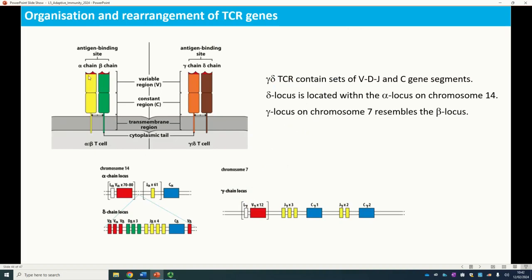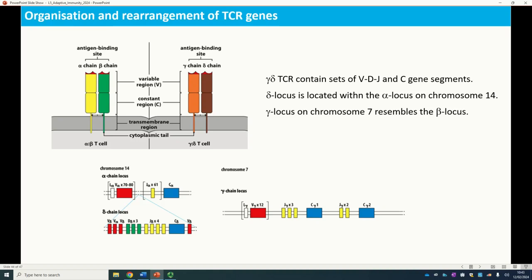Now, when we talk about T cells, we will talk about T cells being alpha-beta, okay? They're called alpha-beta T cells because of the alpha and the beta chain. But I just want to make you aware that there is another class of T cells called gamma-delta T cells, because they have a gamma chain and a delta chain. We're not going to go into much detail, but I just want you to be aware of that.